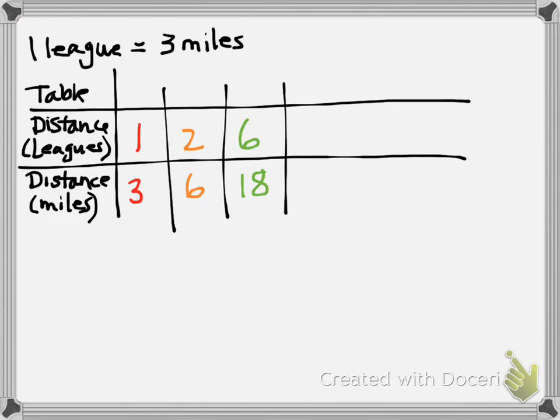If I had, ooh, I'm going to trip you up a little bit. What if I had 36 miles? How many leagues would I have? 12. Yeah, I have to go the other direction with that conversion factor, so I would have 12. And so here comes the grand number.